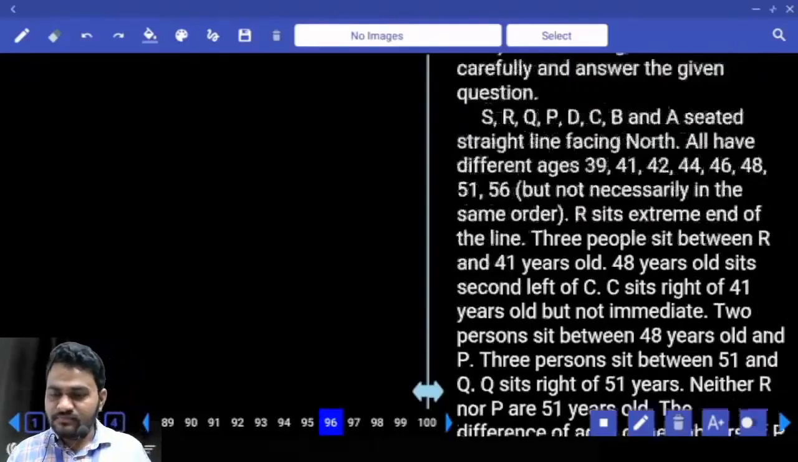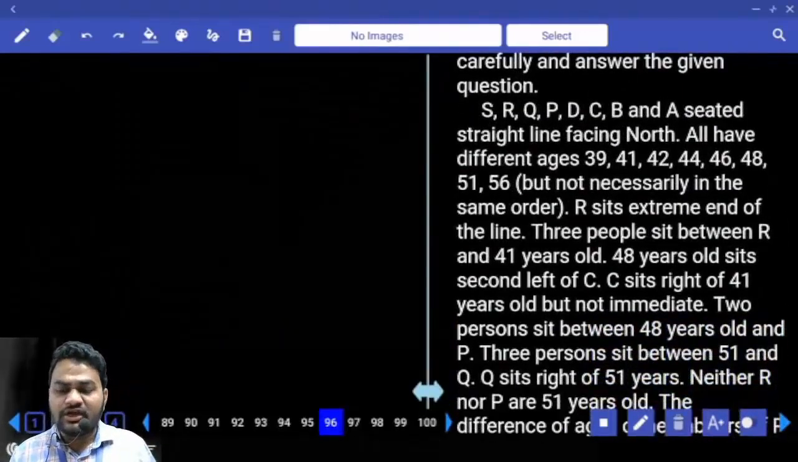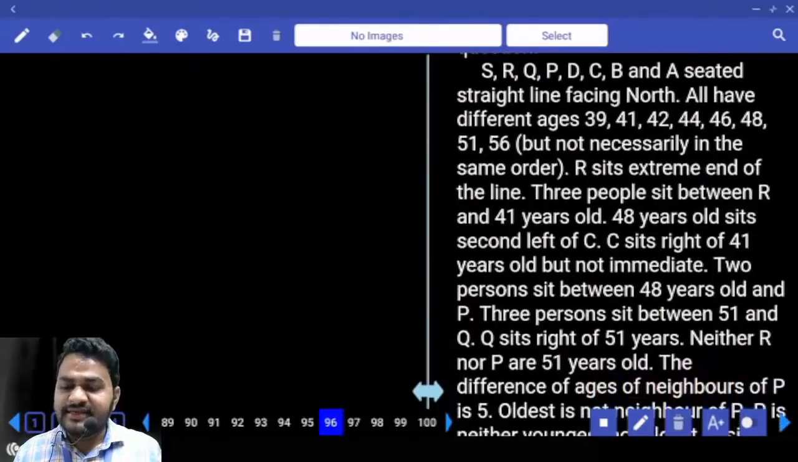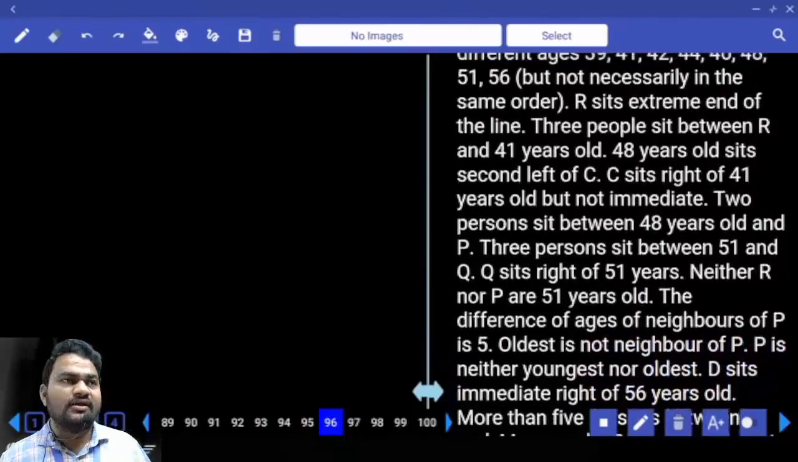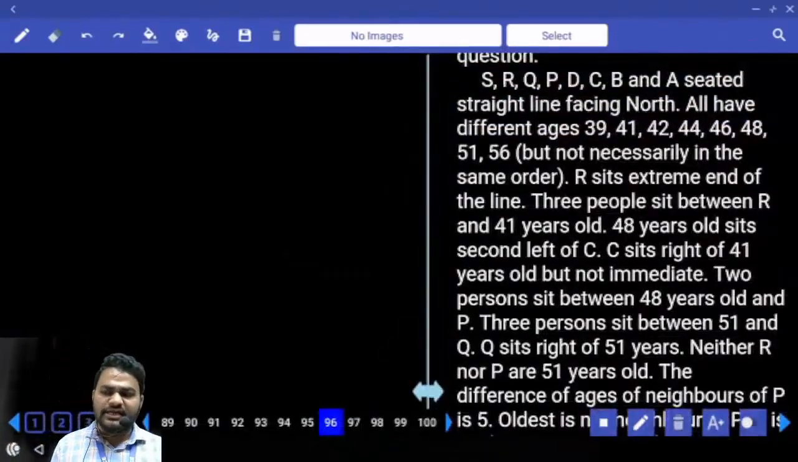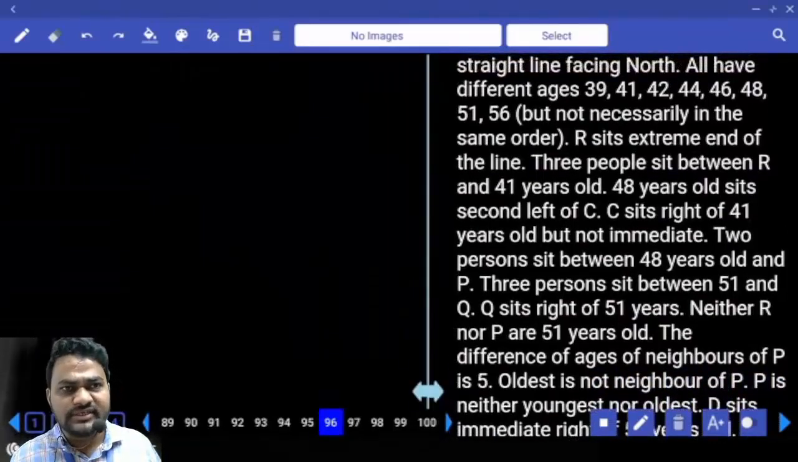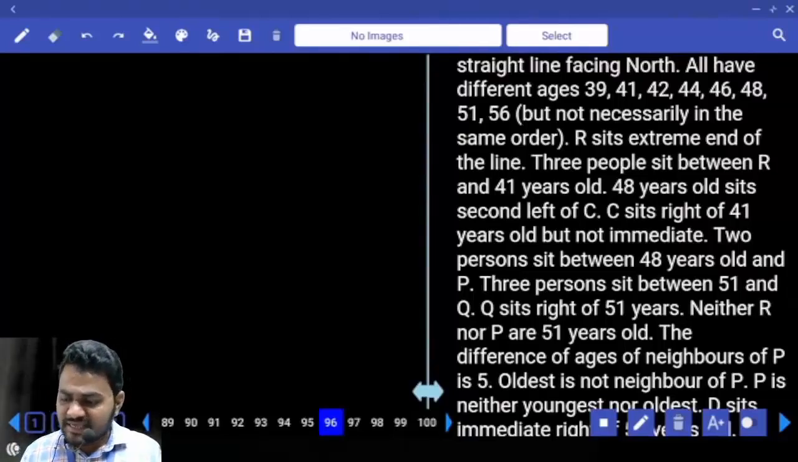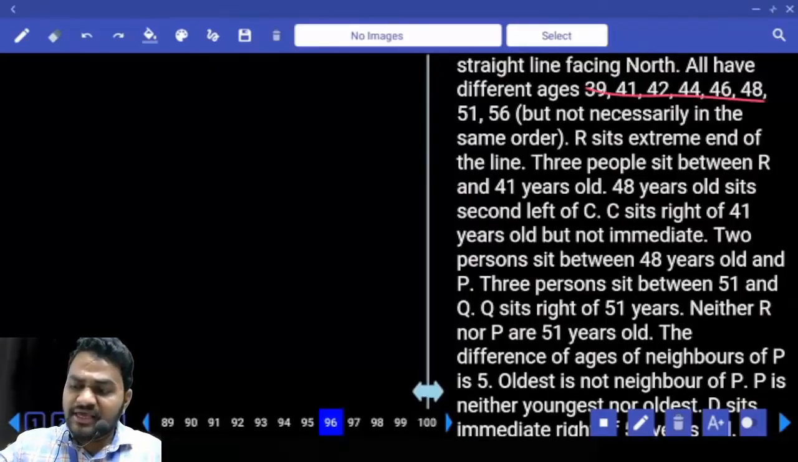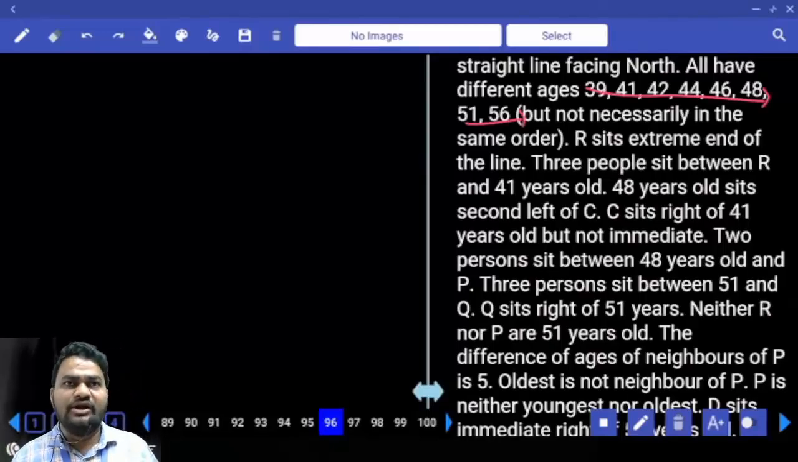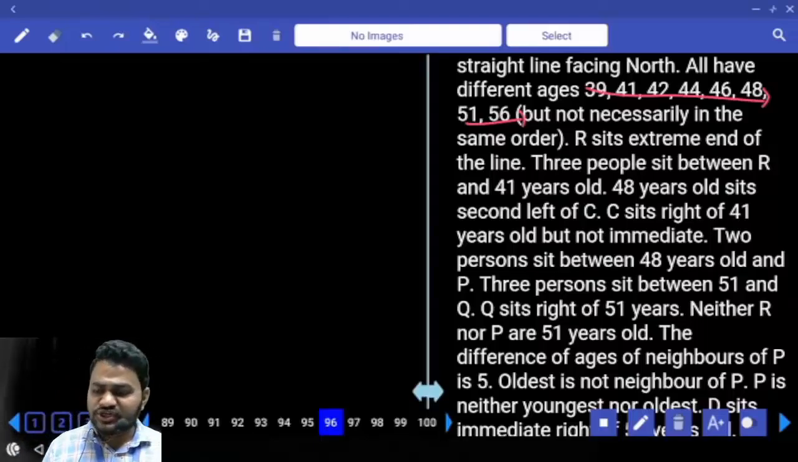Next, S, R, Q, P, D, C, B and A, so 8 letters, are seated in a straight line facing north. There are 8 members, facing the north direction. All have different ages. As we have 8 persons, we have 8 different ages as well, but not necessarily in the same order. Luckily the ages have been arranged in ascending order, so you don't have to rewrite them in order to know the lowest and highest ages, right?